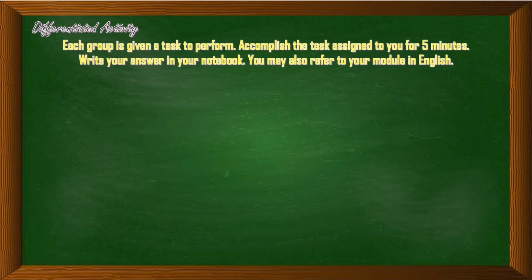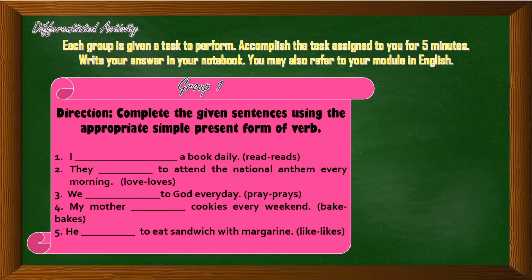Here is another activity for you to perform. In this activity, we are going to use your permanent groupings. Each group is given a task to perform. Accomplish the task assigned to you for 5 minutes. Write your answer in your notebook. You may also refer to your module in English. For the first group, here is your task. Complete the given sentences using the appropriate simple present form of the verb.